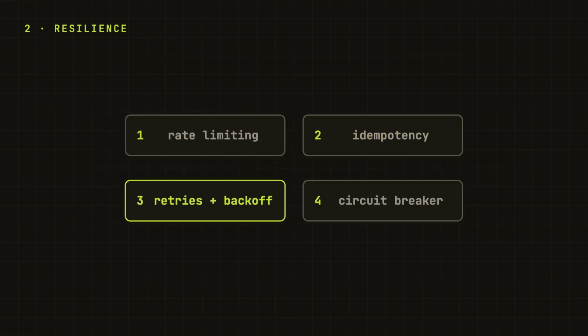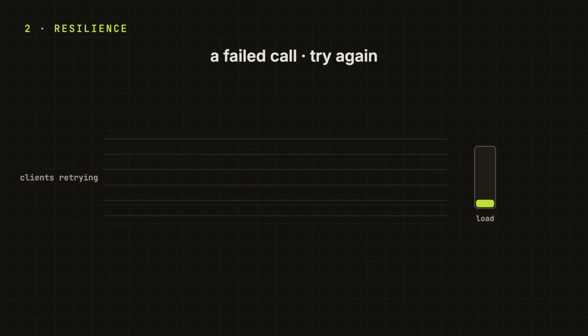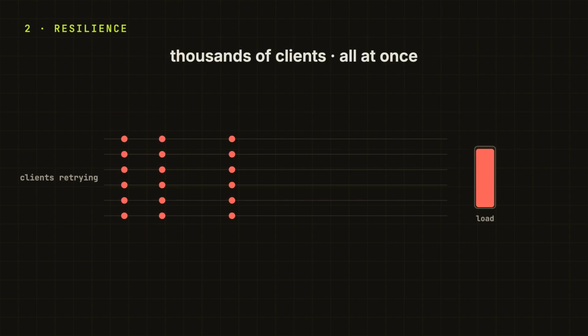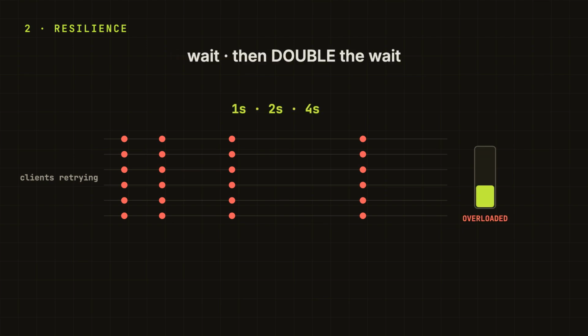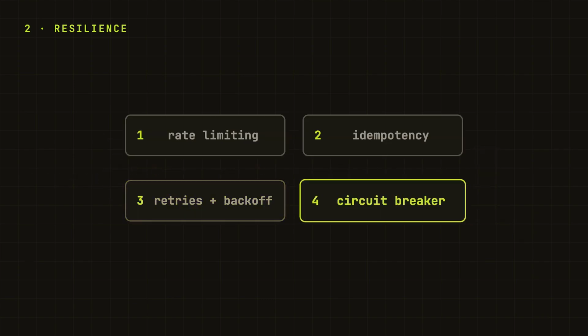The third is retries with backoff. When a call to another service fails, often the right move is to just try again. It might have been a brief blip, but if you retry immediately and forever, you can make things worse. Thousands of clients flooding a struggling service. So you use exponential backoff. Wait a little, then double the wait each time, and add jitter, a little randomness, so that all your clients do not retry at the exact same moment and stampede together. Retry, but politely.